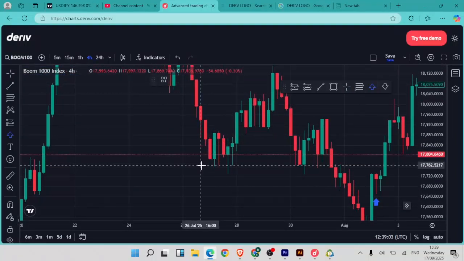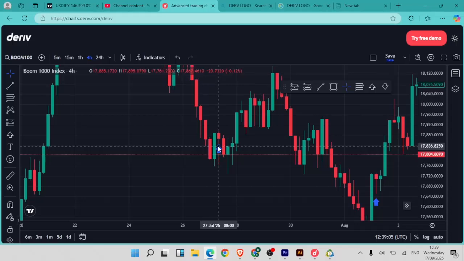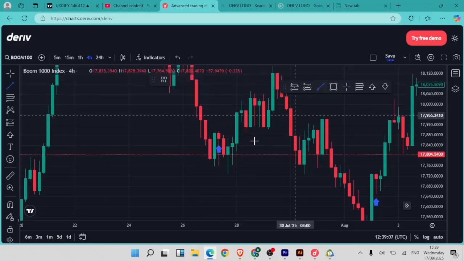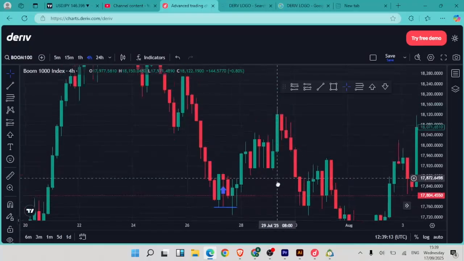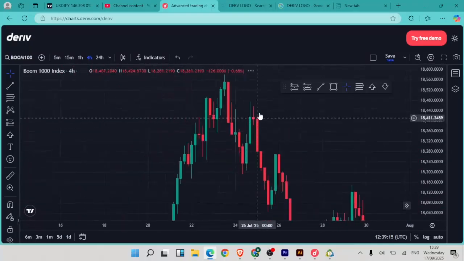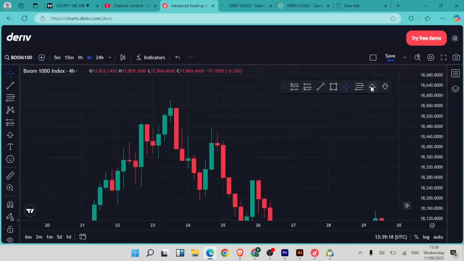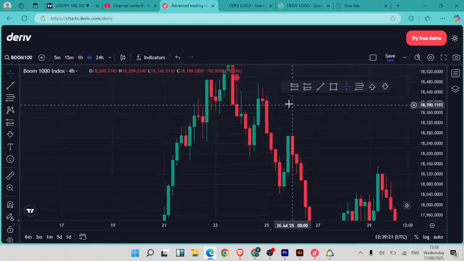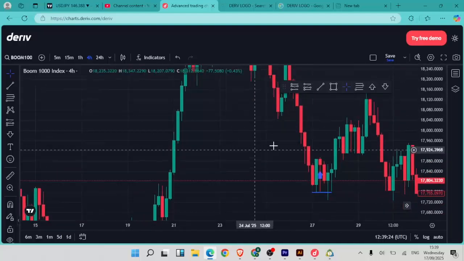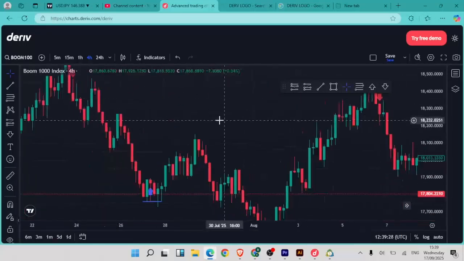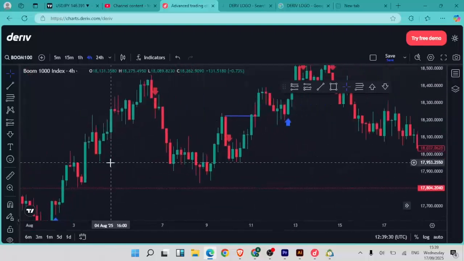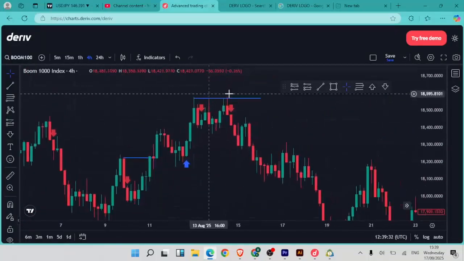Bullish engulfing, buy here, your stop loss was hit, right? But with the risk management, you are sure you are being profitable. And then bearish engulfing, sell here, that is good. So those are the examples of using engulfing candles to take trades on Boom and Crash.